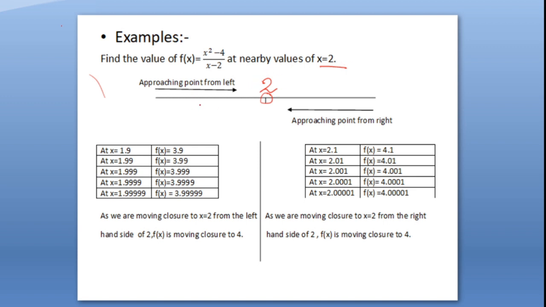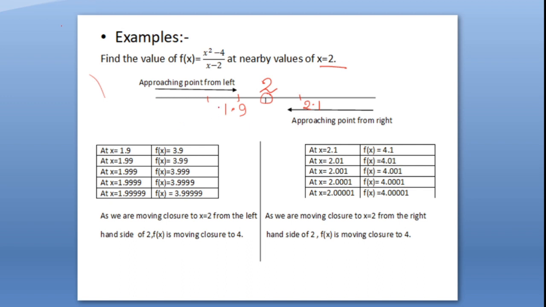Now approaching from the left, we take 1.9; this is from the left hand side, and we can plot it in this way. On the right hand side we can take 2.1, 2.01 and so on. Now first I am starting from the left.